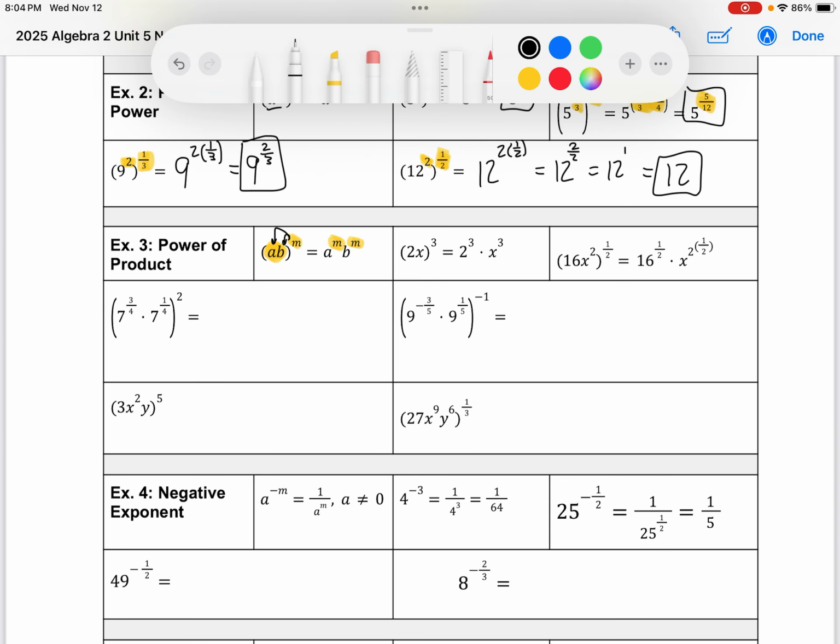Or for the next one, (2x) to the power of 3. We take this 3 and we're going to distribute it to the 2. And then we also distribute it to the x. So this becomes 2 to the power of 3 and also x to the power of 3. That 2 to the power of 3 we could evaluate. 2 to the power of 3 is 8. So this will give me 8x to the power of 3.